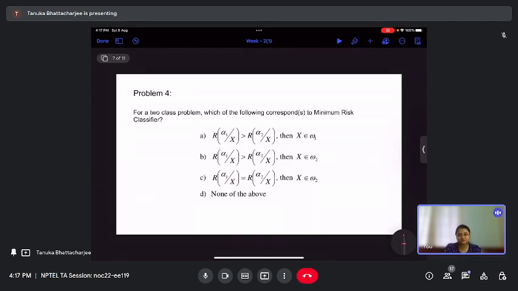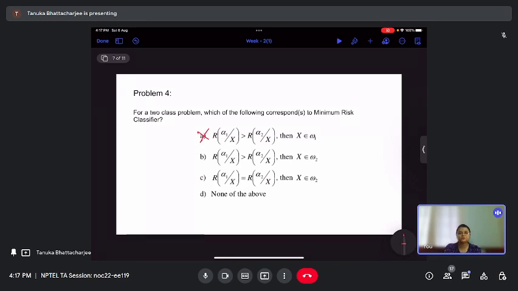So when the risk of action alpha 1 is higher than the risk of action alpha 2, you will obviously not go with action alpha 1, or classify x as belonging to class omega 1. So this is not correct. The next option is risk of alpha 1 given x is higher than risk of alpha 2 given x, and you classify x as omega 2. So this is the correct option for this.